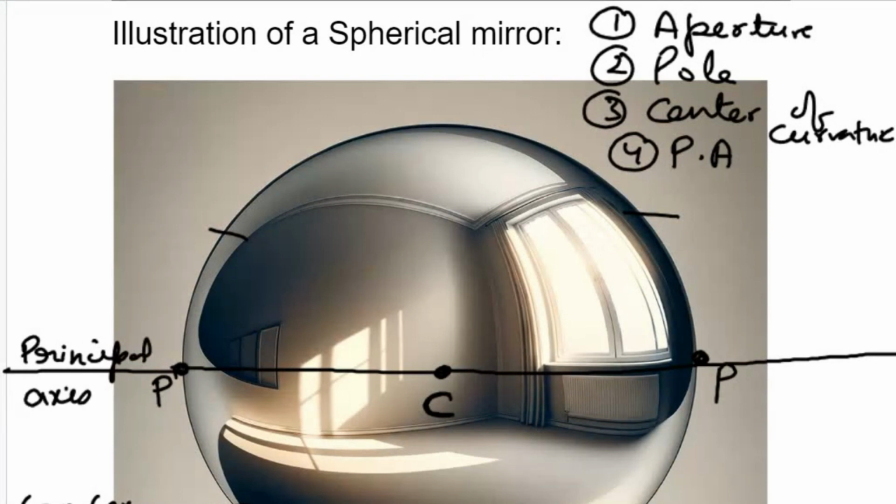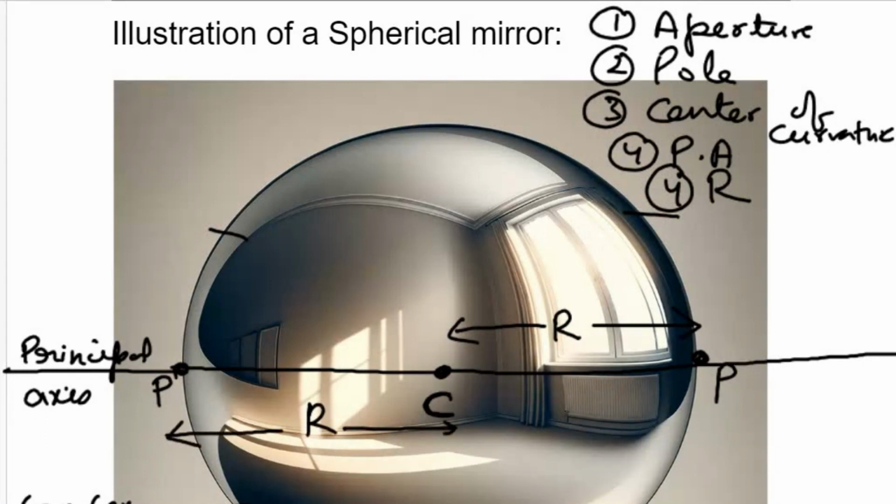The imaginary line joining the center of curvature and pole of the mirror is the principal axis. Then what is a radius of curvature? Radius of curvature we denote with R. Radius of curvature is the distance between the pole of the mirror and the center of curvature.